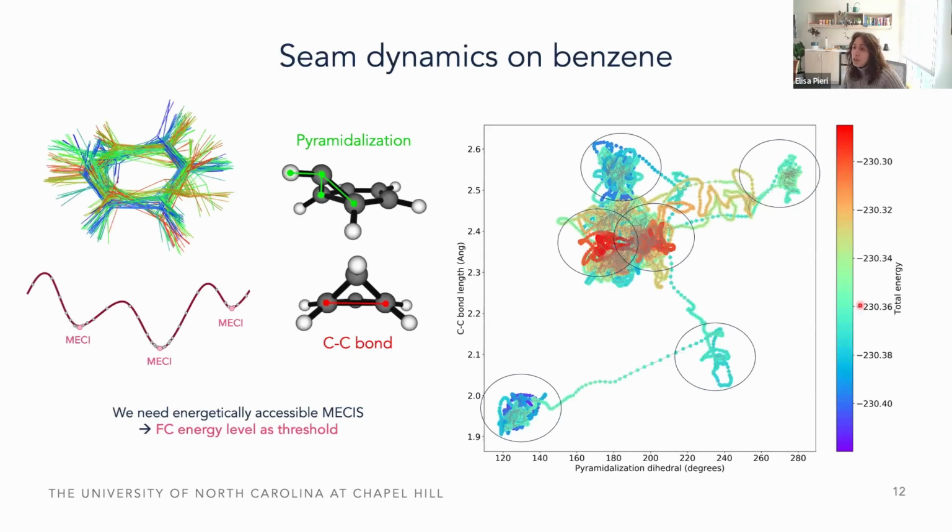So we use the seam dynamics on benzene, and this is a representation of what happened. These are all, well, some of the conical intersections that we found, around 2000. And in order to follow the seam dynamics, we follow these two coordinates, the distance between these two carbons and the pyramidalization of the out-of-plane carbon atom. And as an energy threshold, we use the Franck-Condon energy level.